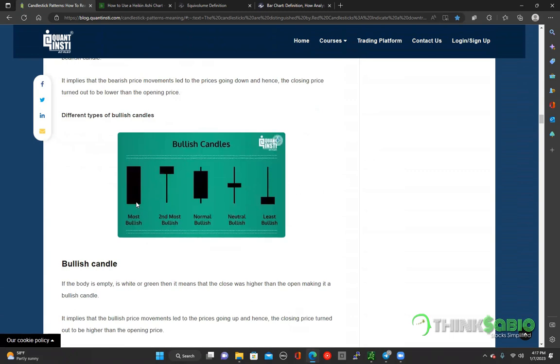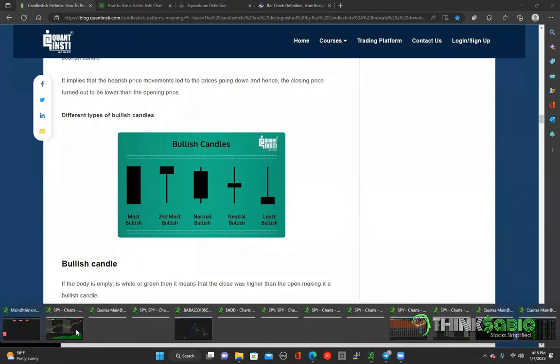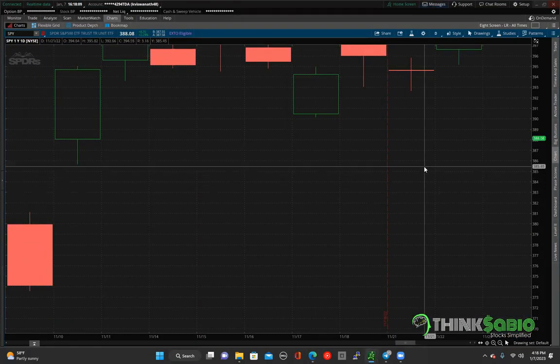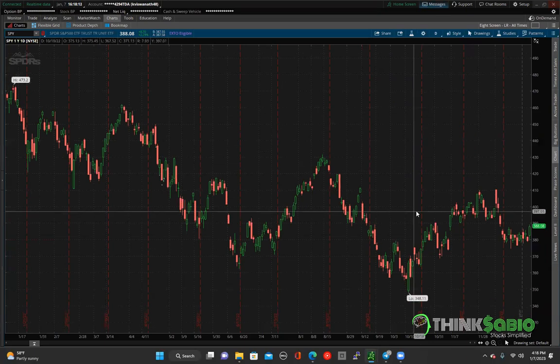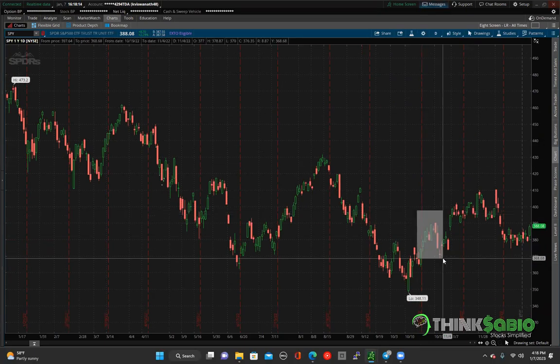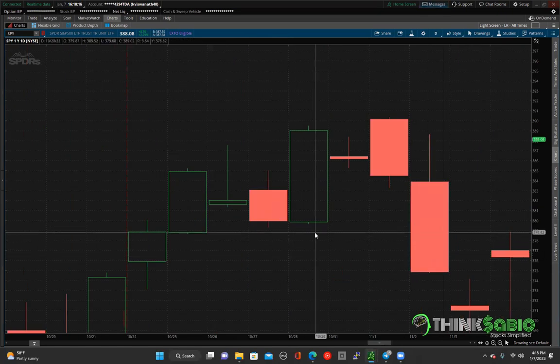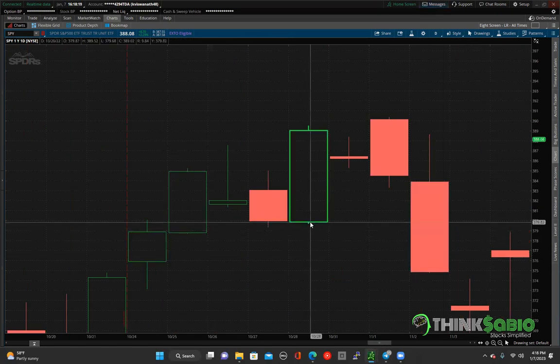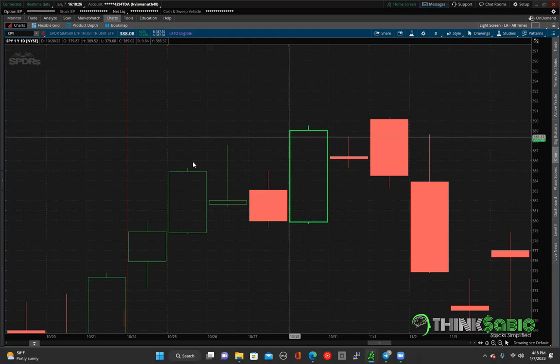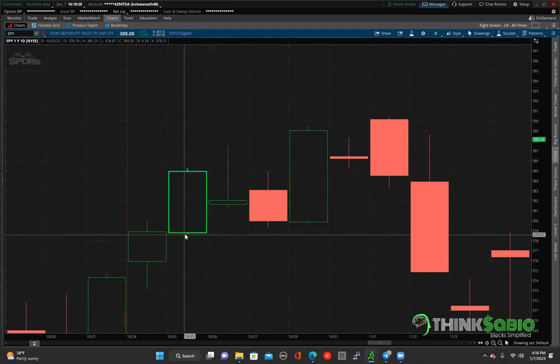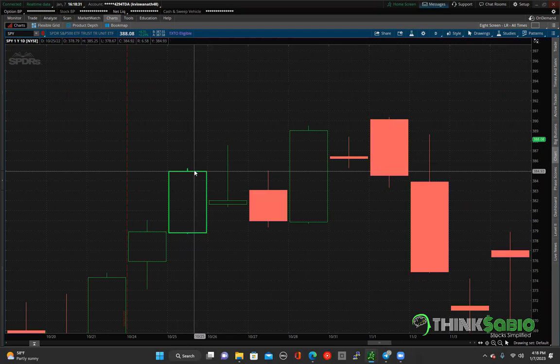And if you don't have any wicks, let's find an example for the most bullish bar, for example. This, for example. I mean, you have a little bit of wick here, but this is most bullish, right? You have very little selling at the top. This is the most bullish candle, right? You opened here, you closed here. This is the high. So you have closed almost at the high, right?